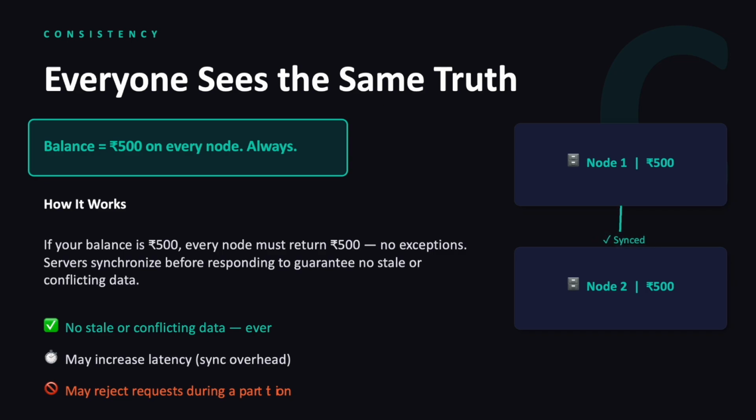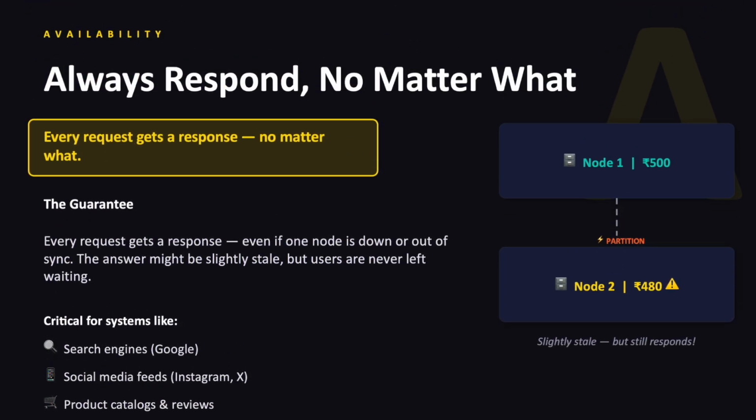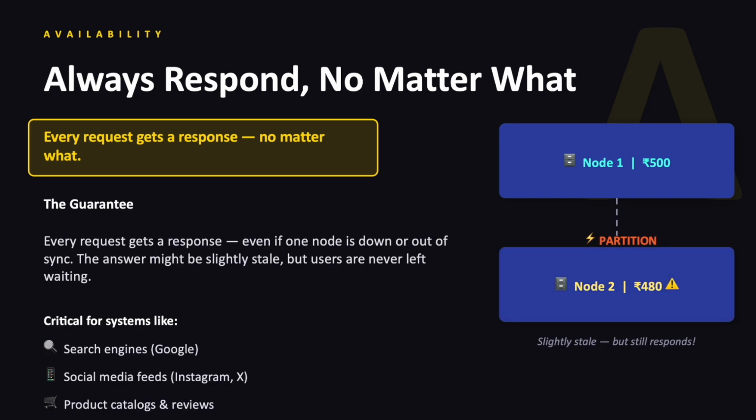Availability guarantees every request gets a response, even if the data is slightly outdated. If one server still has an old balance, it responds with that value instead of returning an error. This is acceptable for applications like search engines, social media feeds, or product catalogs, where temporary stale data is better than downtime.